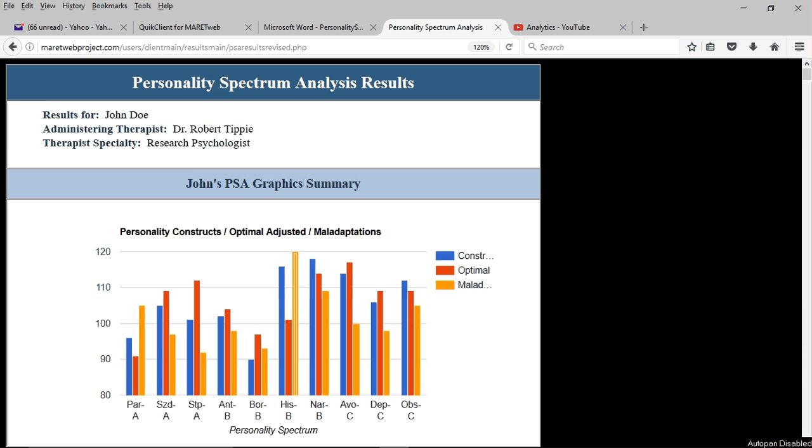And today we're going to clean up the concept of what a construct is, what an optimal score is, and then I think you're probably all familiar, those of you who have used this, what maladaptation is, but we'll just look at that again.